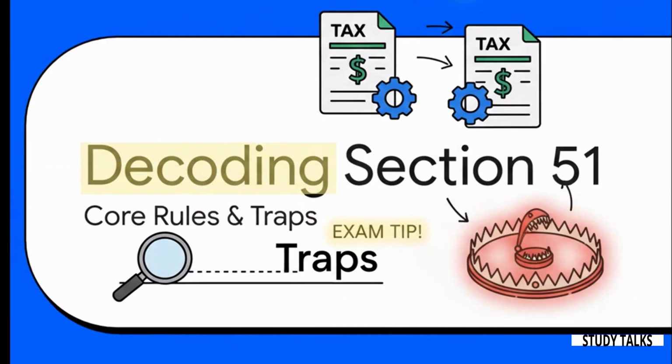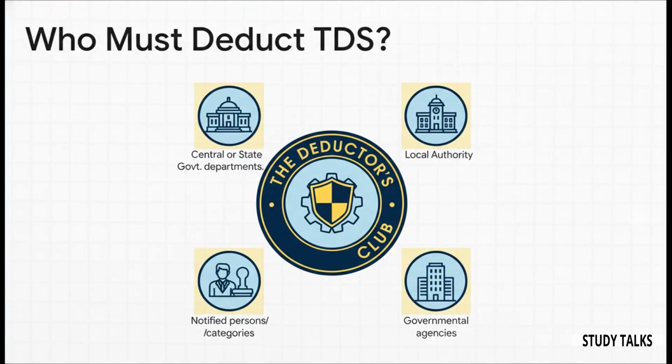Okay, foundation is laid. We get the what and the why. Now it's time for the main event, decoding the heart of the matter, Section 51. We're going to break down the core rules, and more importantly, I'm going to point out the exact traps you need to look out for in the exam. First things first, who is even responsible for deducting TDS? It's not just anybody. The law has a very specific list, which I like to call the Deductors Club. This includes government departments, both central and state, local authorities like your municipal corporation, other governmental agencies, and anyone else the government notifies. This is so important. If the person paying isn't in this club, Section 51 doesn't even apply.